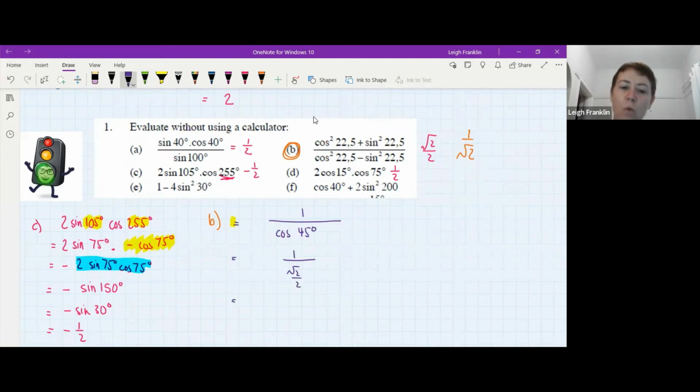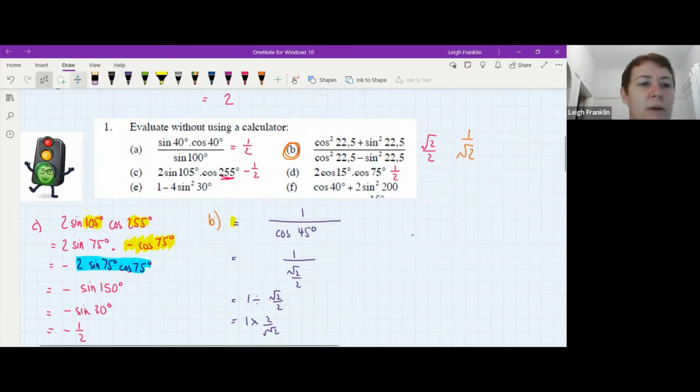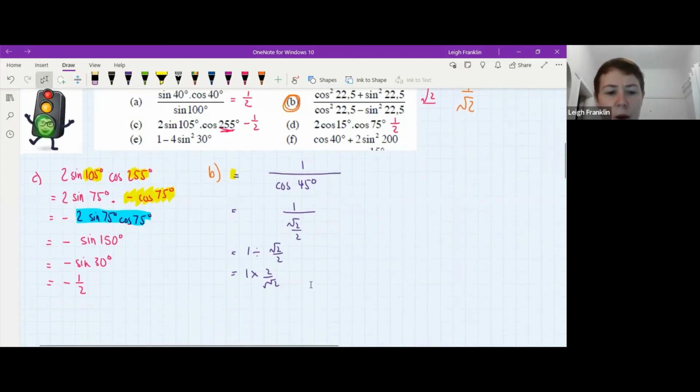So if you take 1 and you divide it by root 2 over 2, your answer would be inverted. Okay, so this means 1 divided by root 2 over 2, which is 1 times 2 over root 2. And then, oh, sorry, it would be 2 root 2. No, it wouldn't. It would just be root 2. Sorry. I made a mistake here. Root 2 would be the answer.